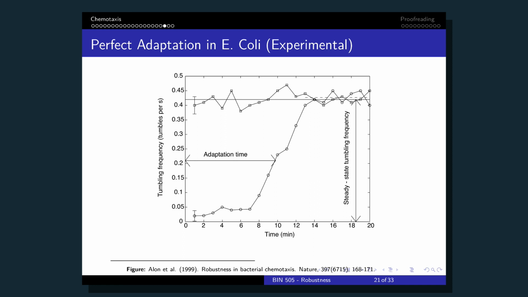And as you can see, at time 0, when the attractant was added, there's almost no tumbling. They tumble less than once every 20 seconds, and they're just swimming directly. But in time, about halfway point is about 10 minutes. They have halfway adapted, and by 20 minutes, they're back to where their unstimulated cousins were, meaning they adapt to the exact same steady state tumbling frequency on average.